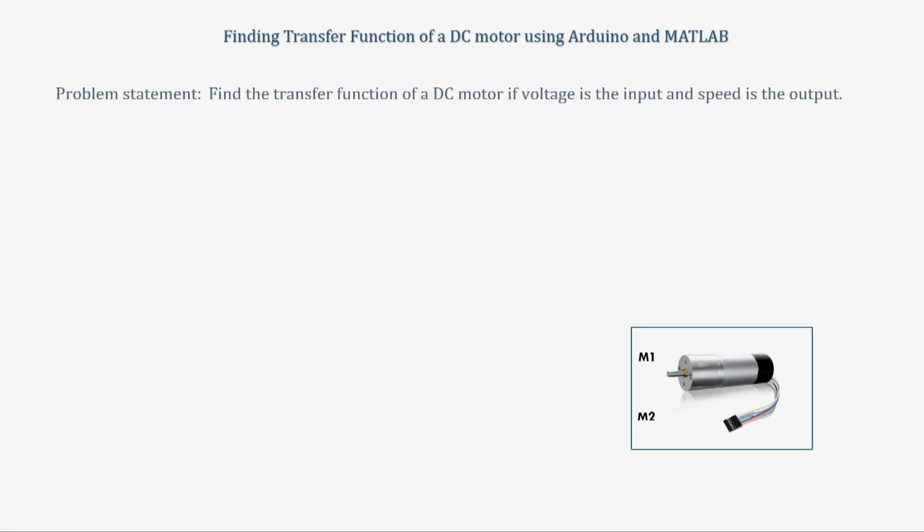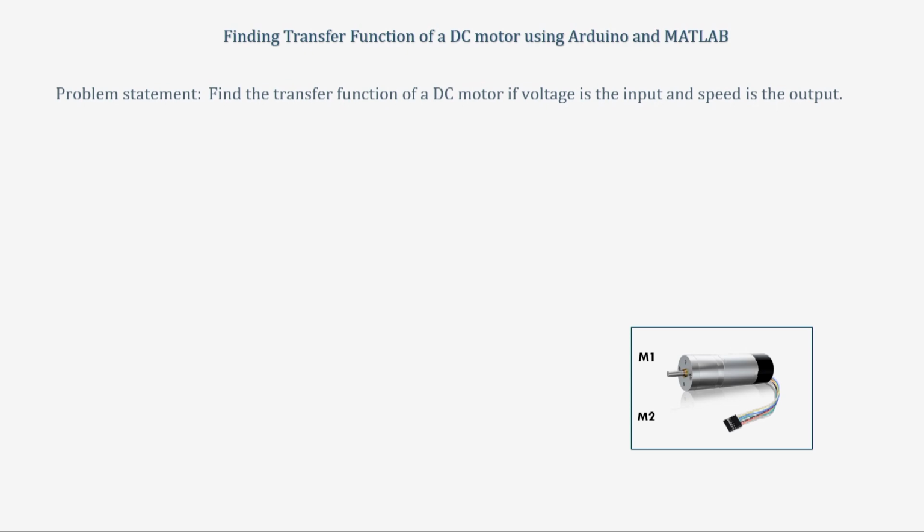For that, I would be showing you an experimental setup, and for that, let us see what is the problem statement that we have with us. We want to find out the transfer function of a DC motor if voltage is input and speed is output. Remember, whenever you are asking the question what is the transfer function of a system, you should always first tell what the output is and what the input is. Now, in this case, we have voltage as input and speed as output.